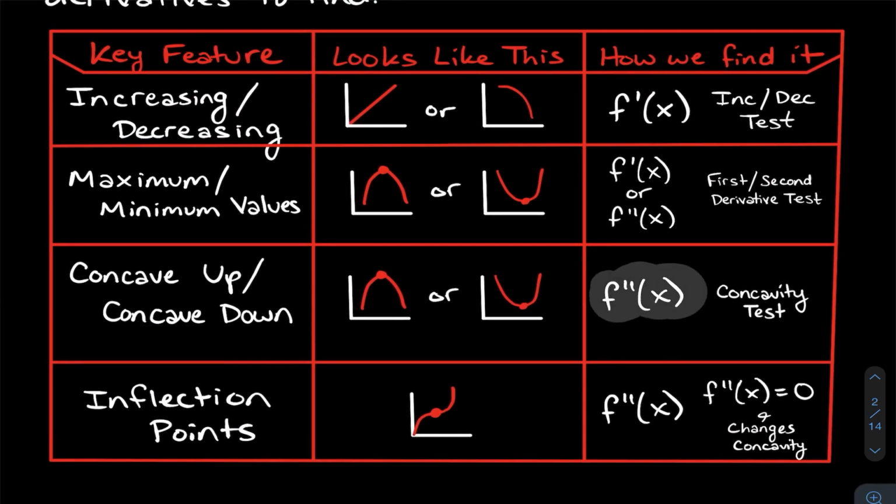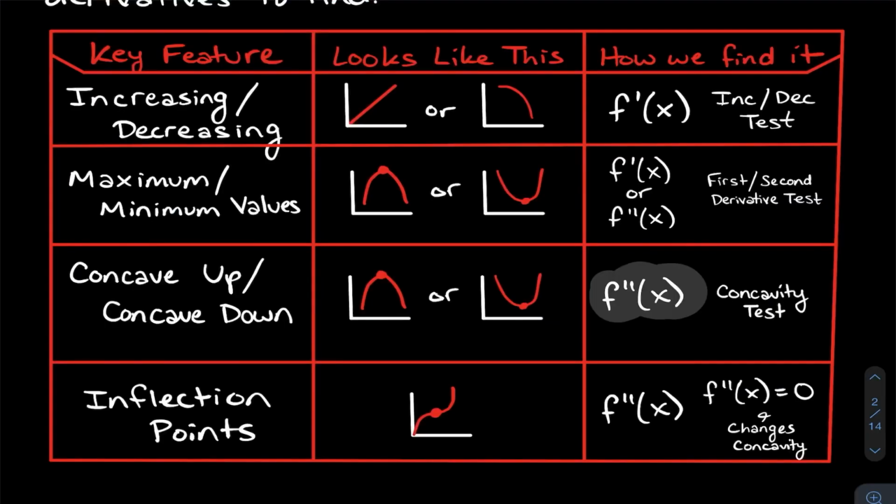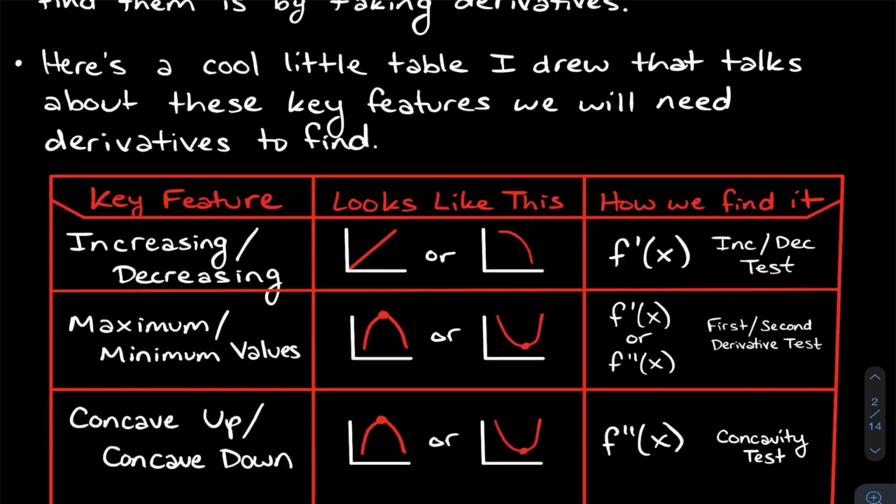If the second derivative is positive, we know we're concave up. If the second derivative is negative, we know we're concave down. And then if the second derivative is going from positive to negative or negative to positive, that's when we know we're switching concavity. That's the inflection point, right? And so that's basically all we're going to be talking about. That's your introduction.